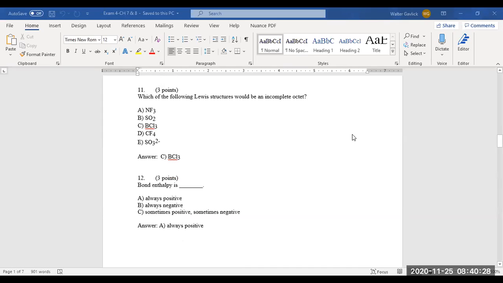Number 11, which of the following Lewis structures would be an incomplete octet? The answer is B, BCl3. In that case, you have the 3 chlorine atoms around the boron. There are no lone pairs or anything like that. So it's just 3 pairs of bonding electrons, for a total of 6 electrons around the boron. Number 12, bond enthalpy is always positive. It takes energy going in to break a bond. That's why it's always positive.